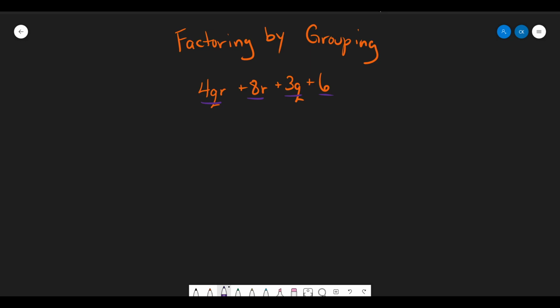Now what I will say, though, is the first thing I should always check is to look for a GCF. If you can GCF here, you should GCF first. But when I look at it, 4, 8, 3, and 6, none of them have a greatest common factor between all 4. This has a q, but this doesn't, so I can't factor out a q. This has an r, but this doesn't, so I can't factor out an r. So this has no GCF to it, but it needs to be checked first. GCF should always be checked.